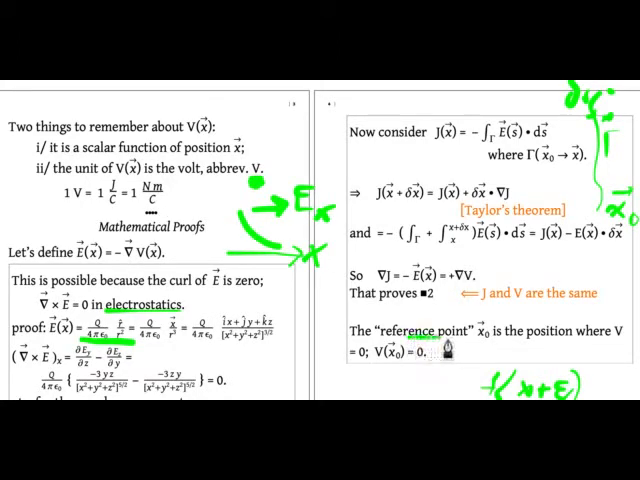The choice of the reference point is based on what's convenient. So for each problem, there'll be some natural choice of reference point. It might be a point at infinity. It might be a point at the origin. It might be just some point in the space. But you do have to specify what point you're using in order to define V uniquely.